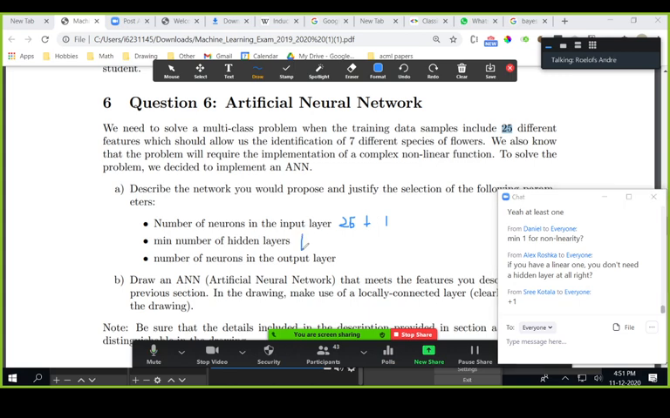Okay, so one. Number of neurons in the output layer, well, that's easy, right? We just have 7 classes that we want to output. But how would we do that, actually? I'm not sure if you had that, but what would be the example of our output?